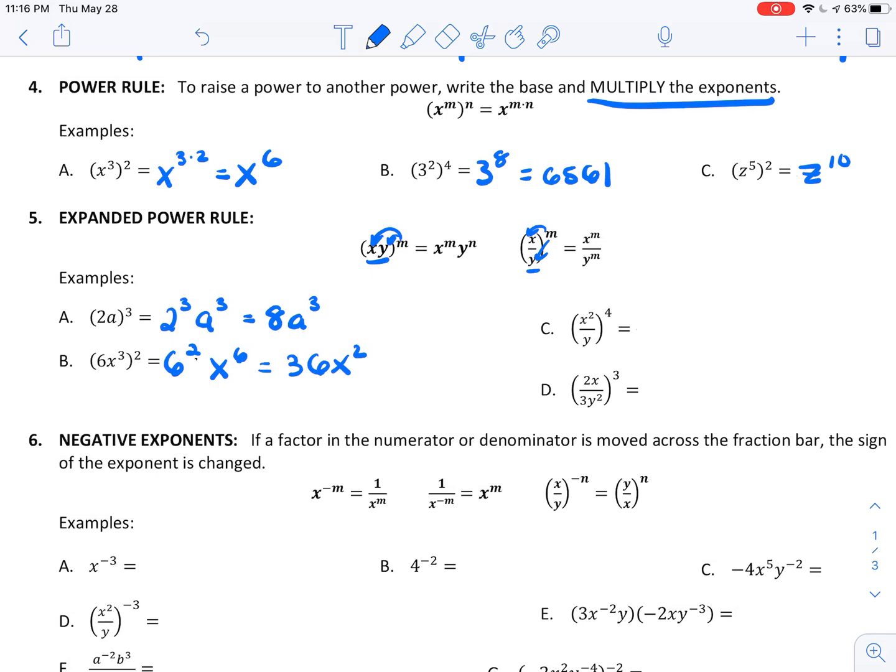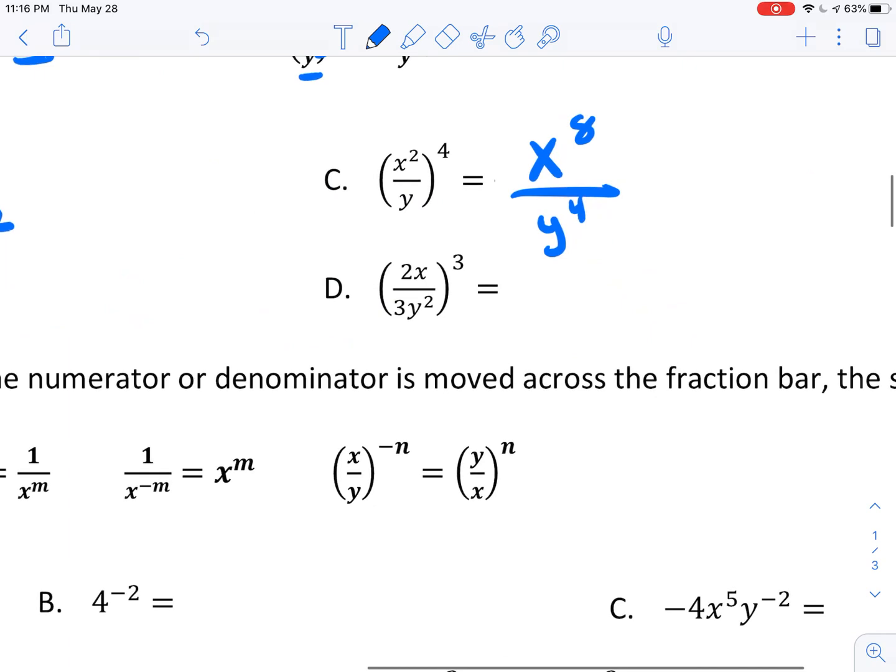So we're going to raise x squared to the 4th power. We multiply those powers to get x to the 8th. Y to the 1st to the 4th becomes y to the 4th. What about the denominator? Now we have a lot of things going on. We have a 2, we have an x, we have a y squared, all raised to the 3rd power.